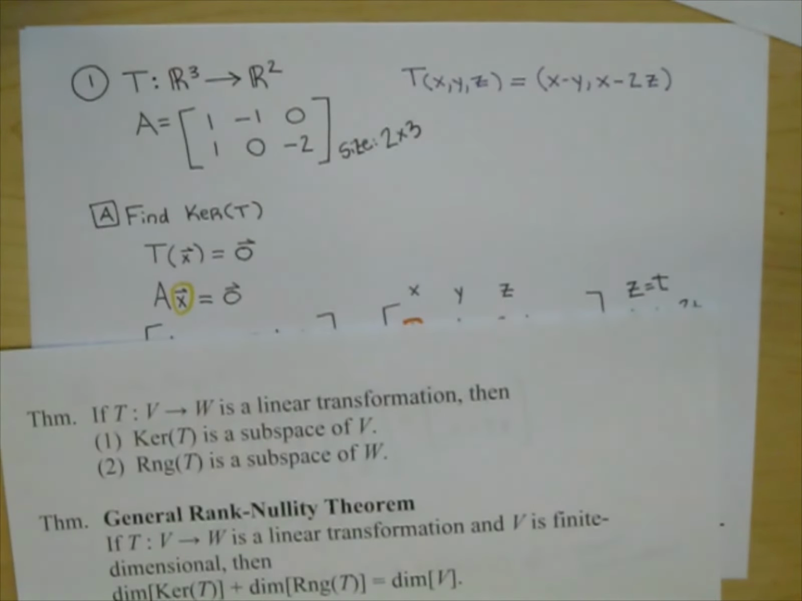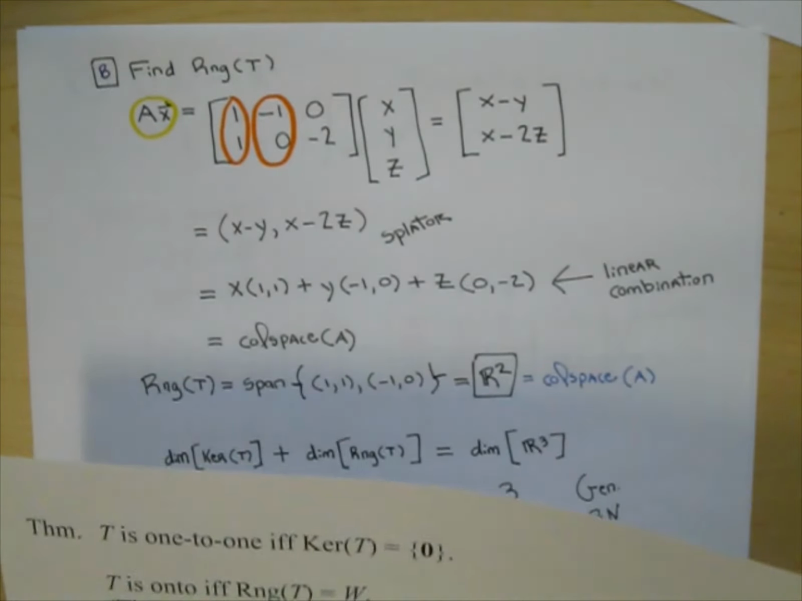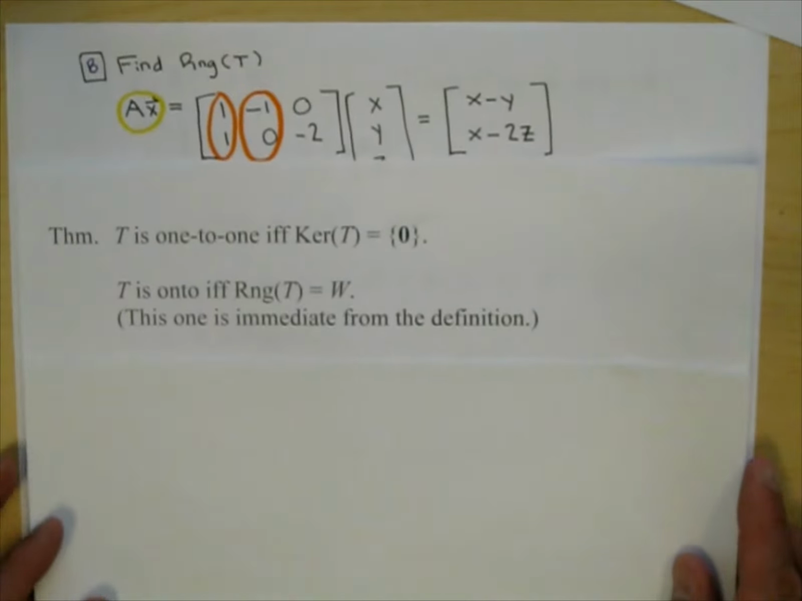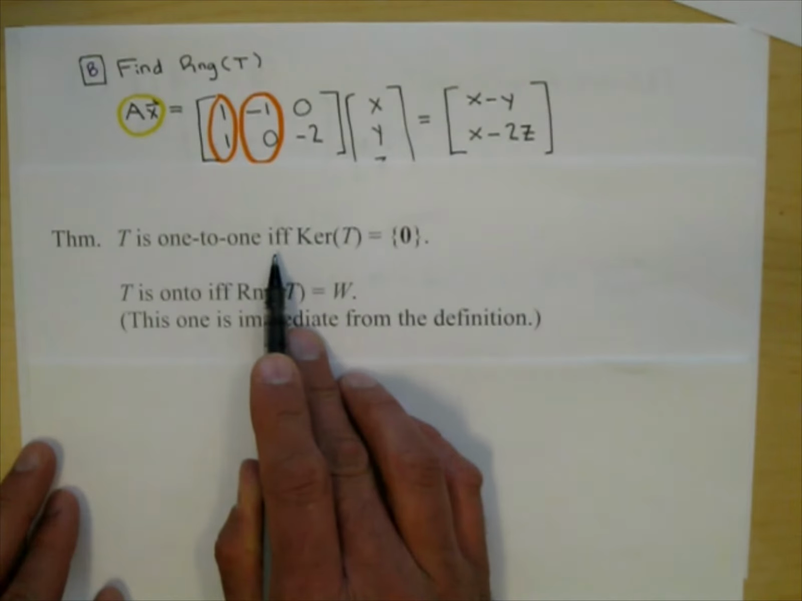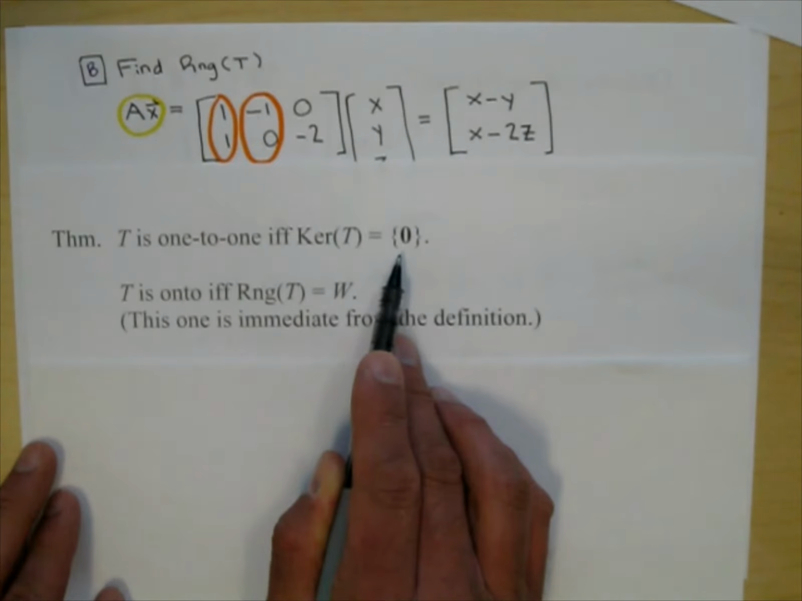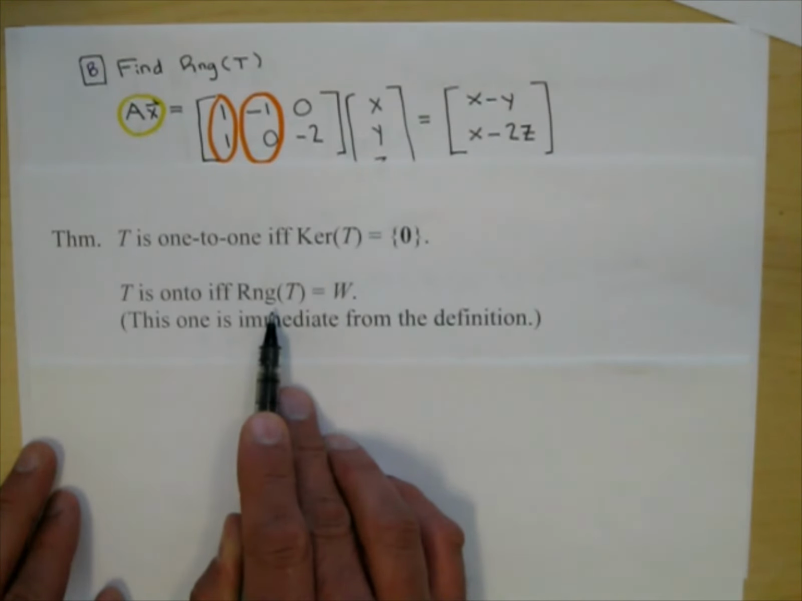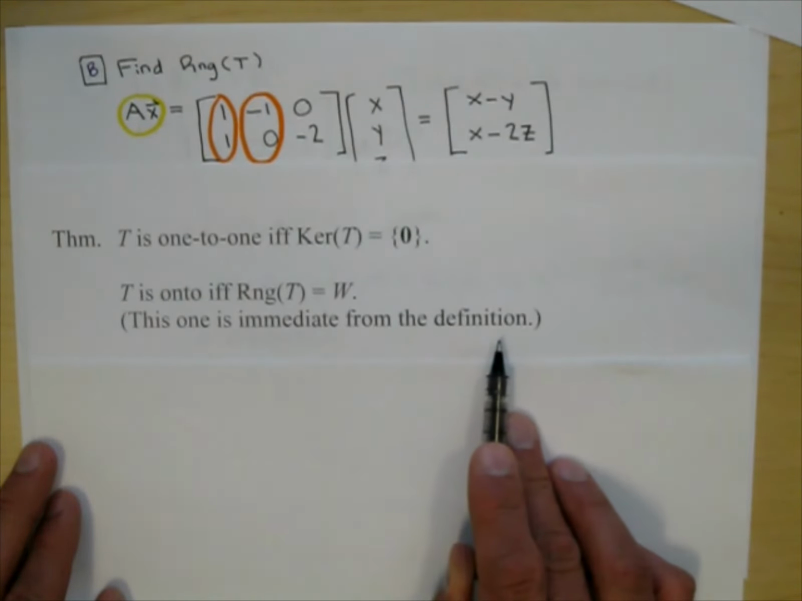And so how can we do that in an efficient way? So this theorem, when you first look at it, you're probably thinking to yourself, wow, what is going on here? If I can find the theorem, oh, here it is. T is 1-to-1 if and only if the kernel equals the 0 vector. And then T is onto if the range of T equals W. And I said that's immediate from the definition.